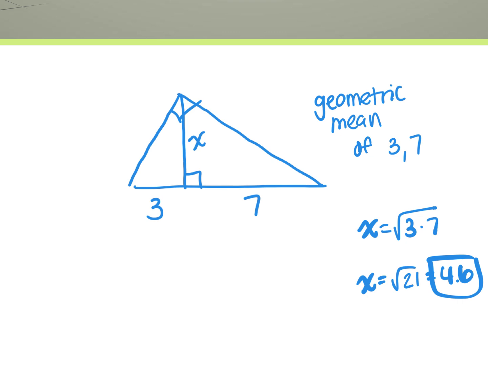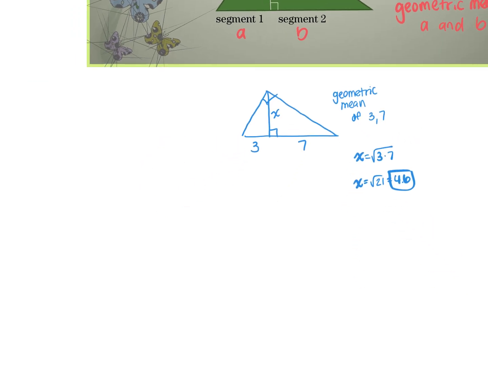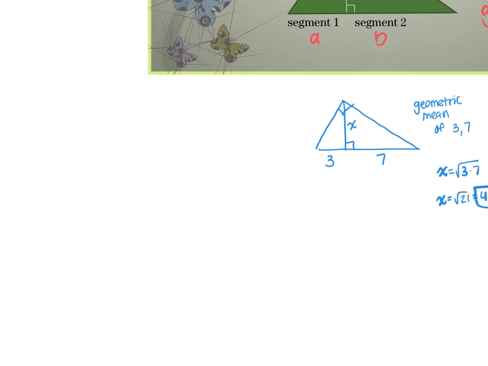Okay, now, what would happen if we weren't given the 3 or the 7? What if we knew what x was, but 3 or 7 was missing? That's a separate example. So let's go ahead and take a look at that example. I want you to draw this very similar picture, okay?